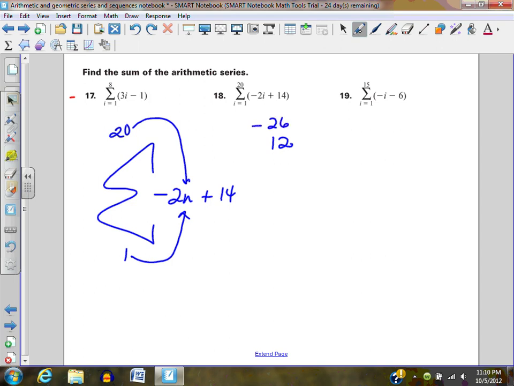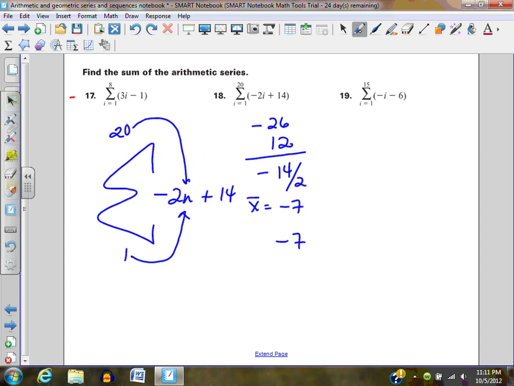And no, we don't care that it's negative. It still works. Add those together, and I should get negative 14. Is that right? 12 and negative 26, difference is 14. Yeah, negative 14. But I must do what? I must divide by 2. Sometimes I forget to divide by 2. It's negative 7, my x bar.